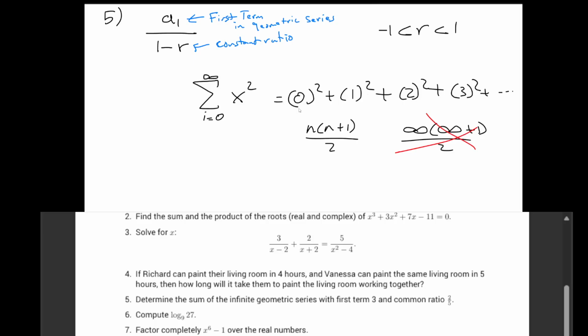So there have to be certain conditions in order to find an infinite summation. And in this case, they gave us a sub 1 is 3 and r equals 2/5. The 2/5 is greater than -1 and less than 1.